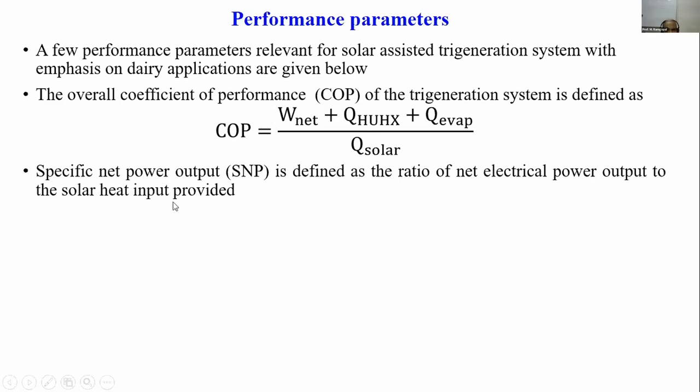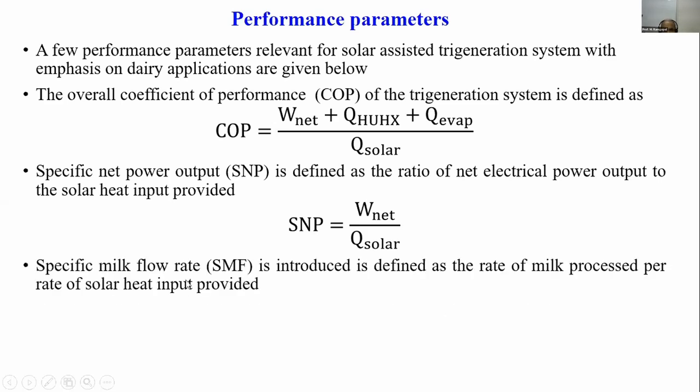Then we also defined, just like the previous study, the specific net power output. For this system, it is for each kilowatt of solar, how much electricity or mechanical power you are generating. That is given by the specific net power output. Finally, we have also defined the specific milk flow rate. That means for each kilowatt of solar heat, how many kgs per second of milk can be handled. So, the milk flow rate per kilowatt of solar.